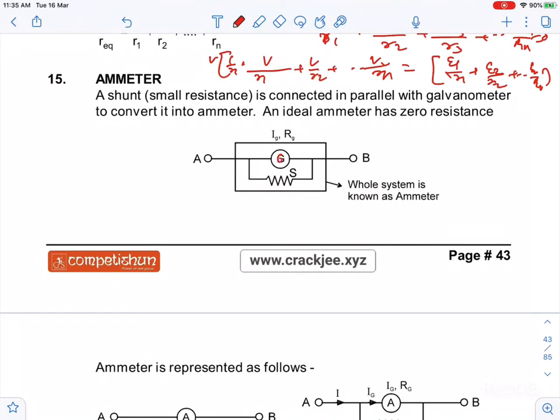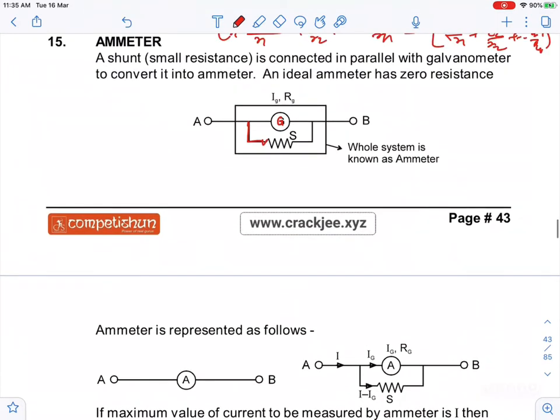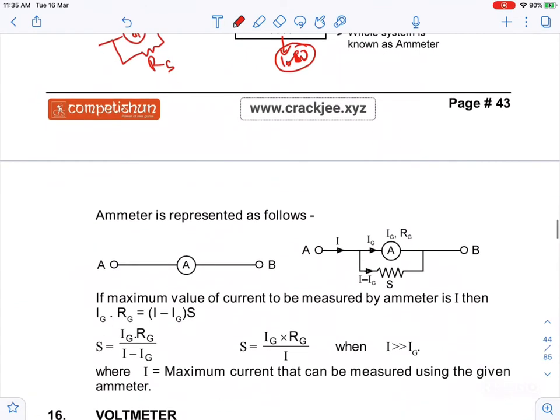Ammeter and voltmeter are two devices which can be made from a galvanometer. A galvanometer can be converted into an ammeter if you connect a shunt resistance. A shunt resistance of very high value is not required; this value should be very low. You have to keep in mind that the shunt resistance value must be very low in order to convert. This is my galvanometer. If you have to convert it into an ammeter, you have to take a shunt resistance RS of very low value.